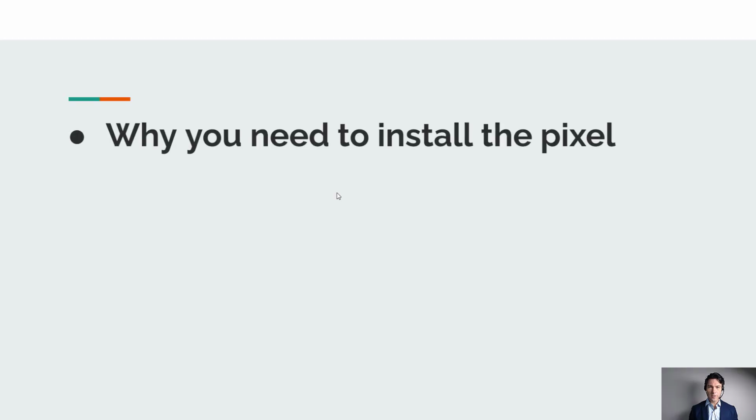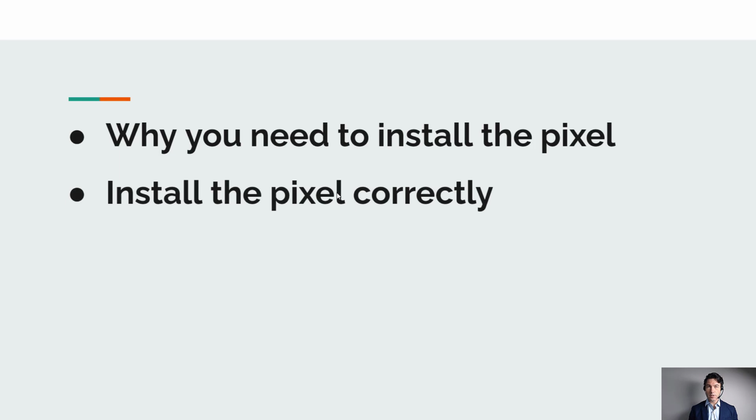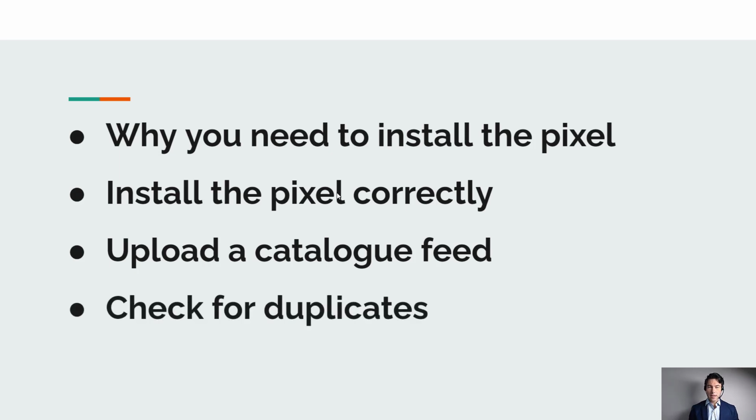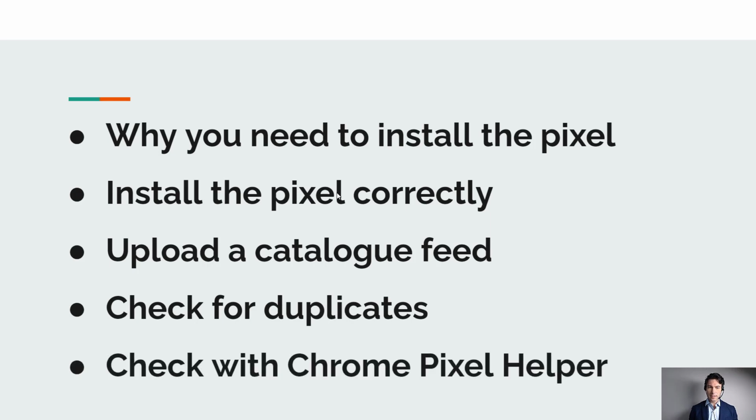So I'm going to cover a few topics today. Number one is why you need to install the pixel, even if you're not doing advertising, why it's a really good idea to install it. Secondly, how to install it correctly, and how you can upload a catalogue feed, which is important for some parts of the pixel functionality. Next, how to check for duplicate pixel installations, which is something that we often see with clients. And lastly, how you can check that the pixel is firing correctly using the Chrome Pixel Helper.